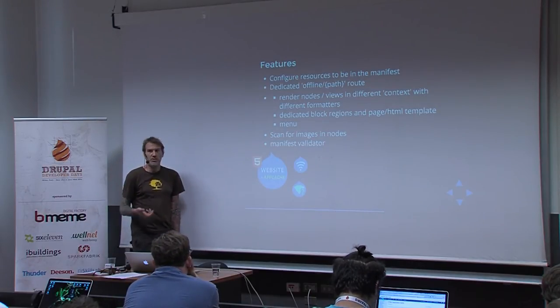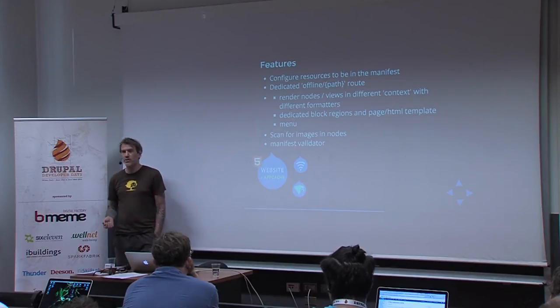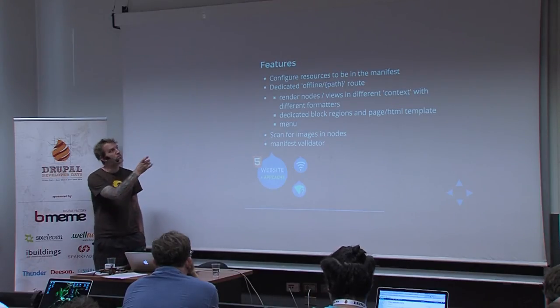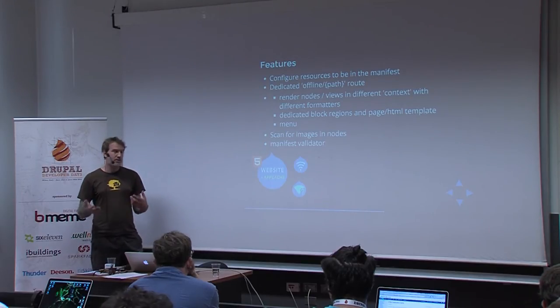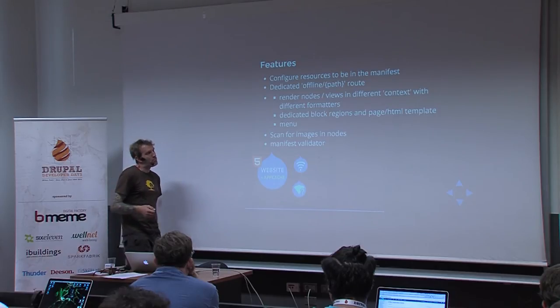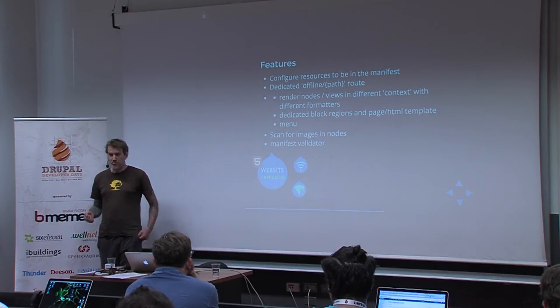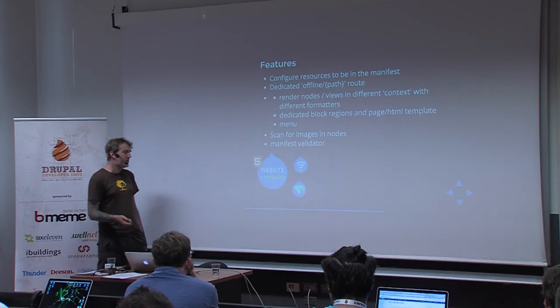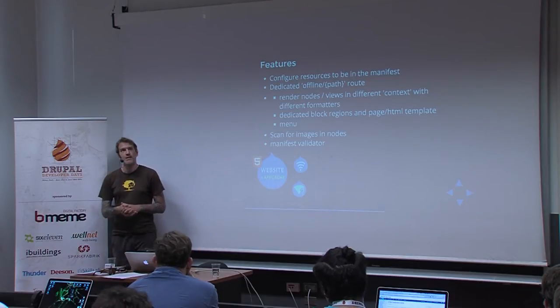There's also a menu option. Might sound weird because there's a menu module in Drupal. The menu feature in the module actually knows about the offline path route. It knows about aliases that you can define and things like that. So you can use it. It can scan for images in nodes. It's a handy feature if you have a content type with an image field.